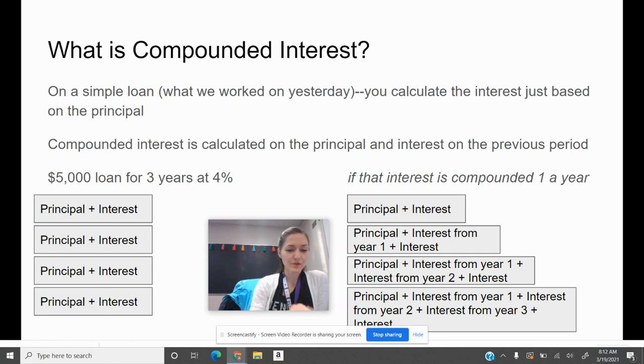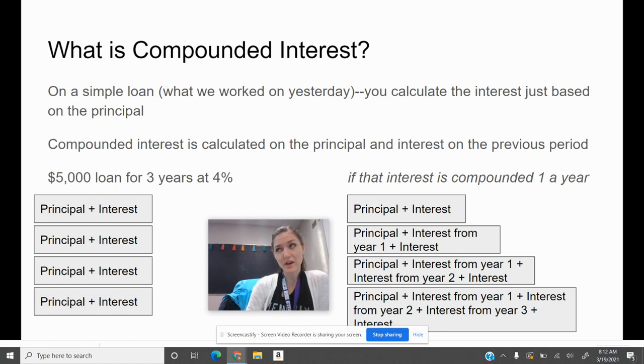And here's a visual of how that might work. Let's say you take out a $5,000 loan for 4 years at 4%. If it was a simple interest loan, the bank would calculate the interest that you're going to pay, add it to your principal, and then break it up into even payments, so that it's paid off by 4 years.